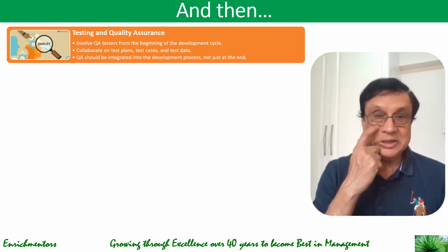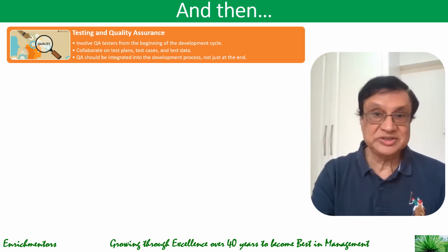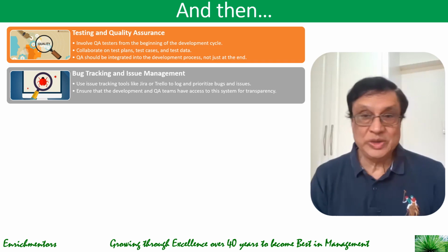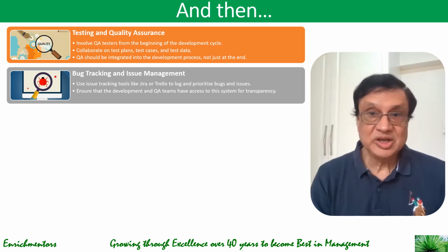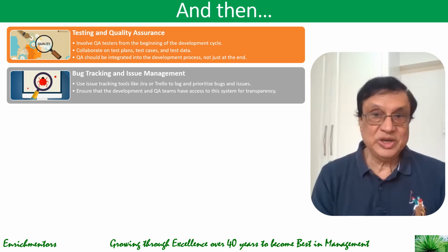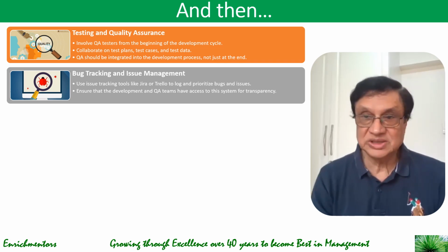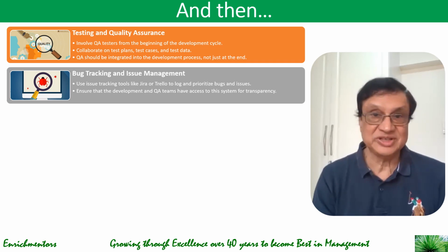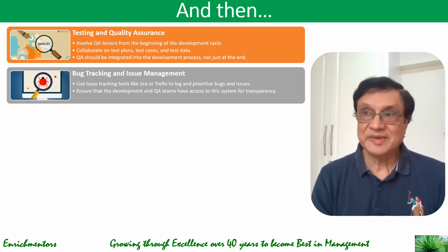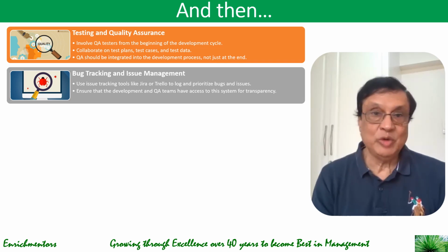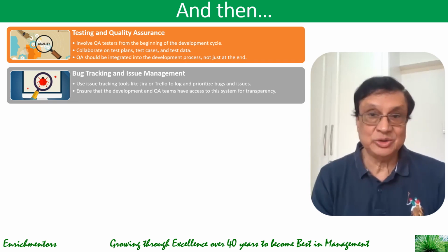And then you need to get into testing and quality assurance. Involve QA testers from the beginning of the development cycle, collaborate on the test plans, test cases, and test data. QA should be integrated into the development process. It should not be that the QA comes at the fag end of the entire development cycle, because if you do that, you may have surprises in the way QA will accept the product. While involving them early would help you figure that out and ensure that in the development process.